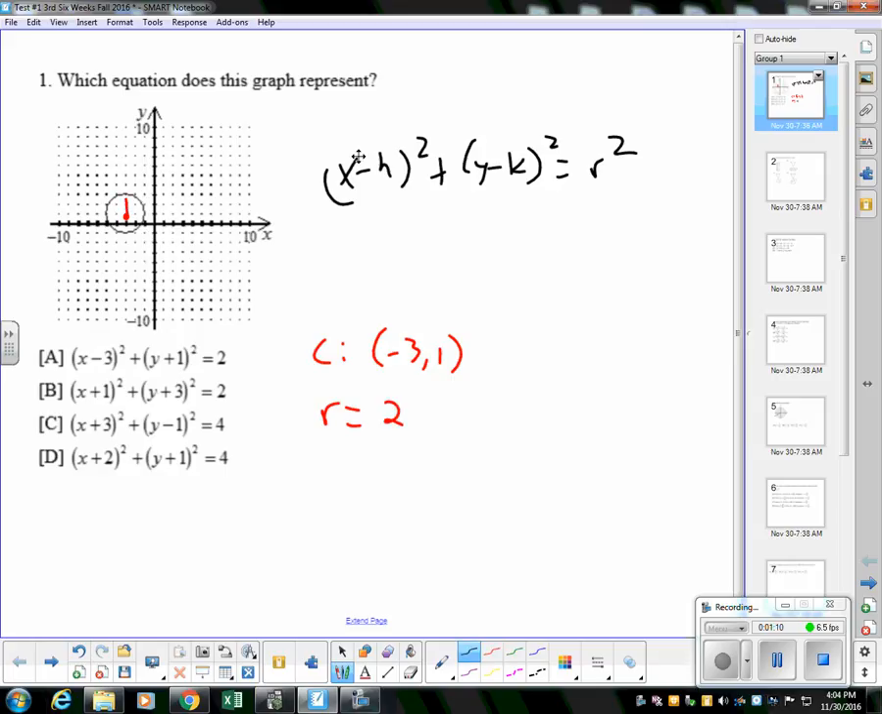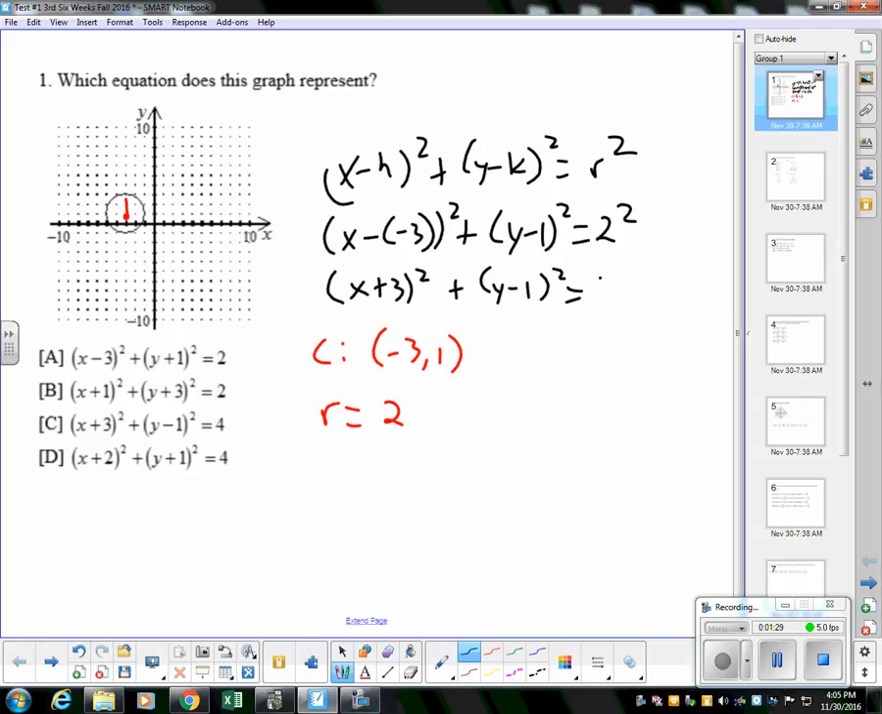So if I just simply fill in numbers, I'm going to have (x - -3)² + (y - 1)² = 2². And just simply, yeah, the bell's ringing, (x + 3)² + (y - 1)² = 4. The only answer choice that matches is answer choice C. That's the only one: (x + 3)² + (y - 1)² = 4. Should be fairly straightforward. Circles aren't so bad.